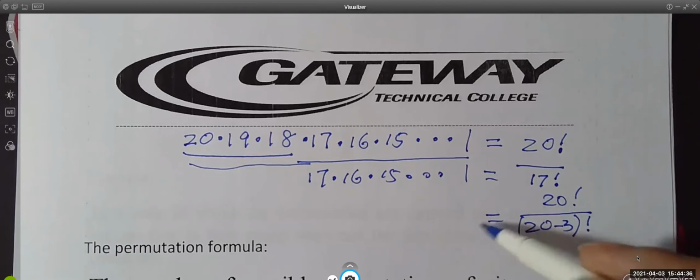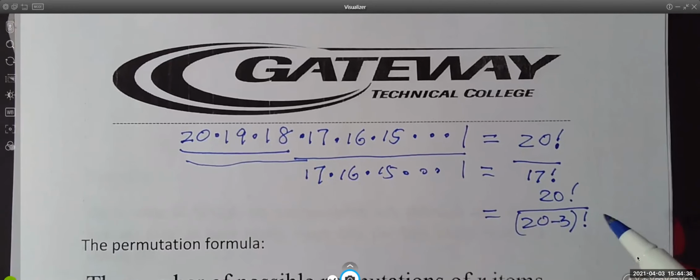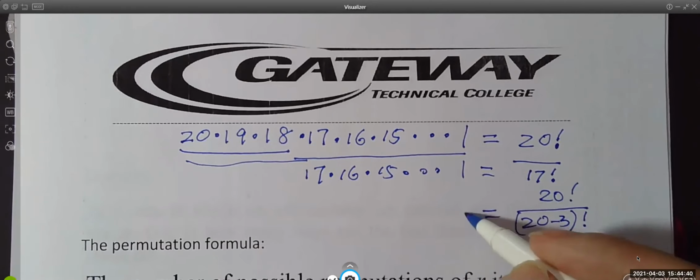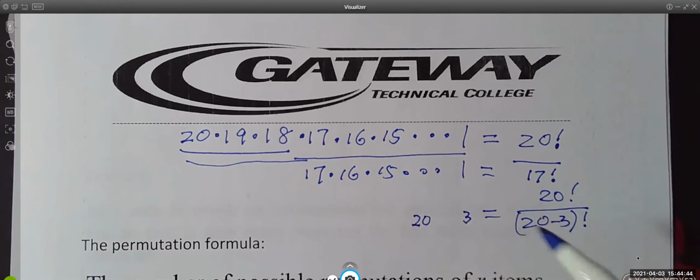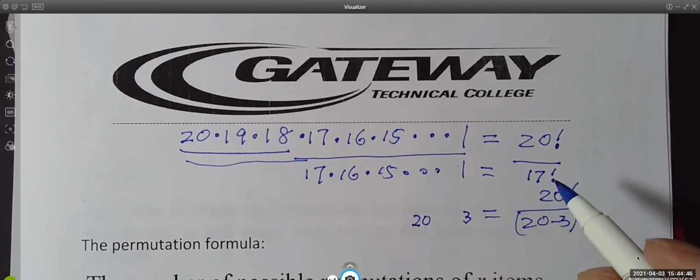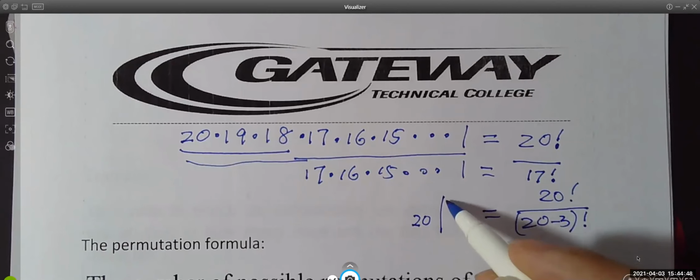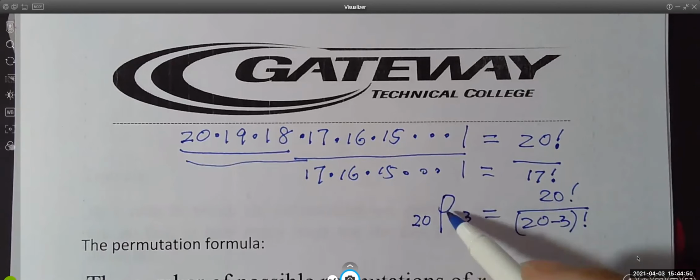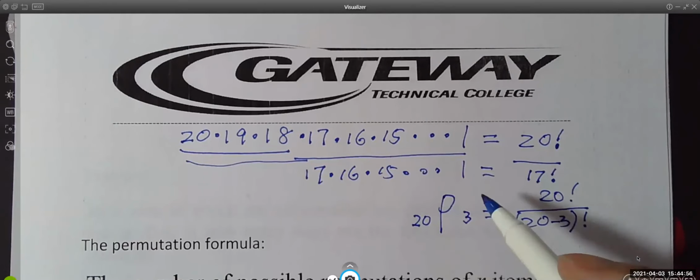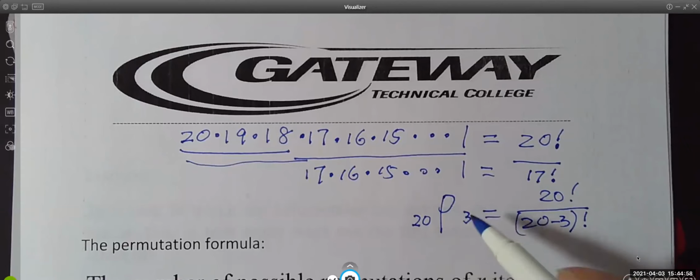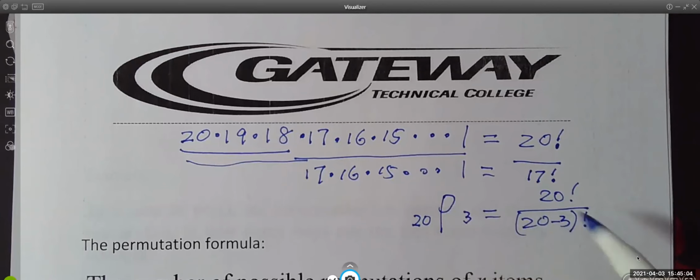Now, how do we represent that symbolically? First, we select 3 out of 20. So we need these 2 numbers. Secondly, it is a permutation. We use a P, the first letter of that word, as a symbol. This is a permutation problem. So overall, this means we have a permutation problem. We need to select 3 items out of 20 items. And this is how you do that in terms of calculation.